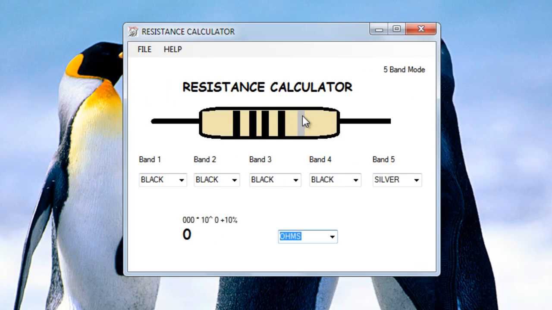In 5-band there are 5 bands. The first 4 are for finding the resistance, and the last one is tolerance, same as before. Here instead of 2 significant digits, 3 significant digits are there. I'll change the first band to brown, second to red, third to orange, and fourth to yellow. Here the band 4 is the multiplier of 10.